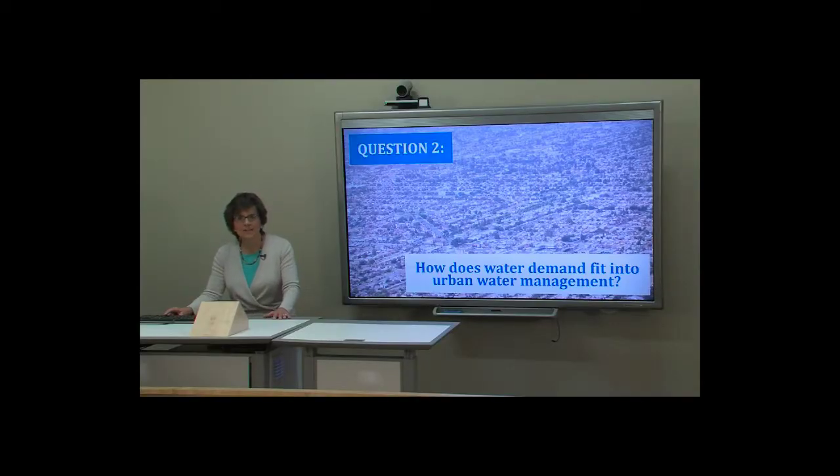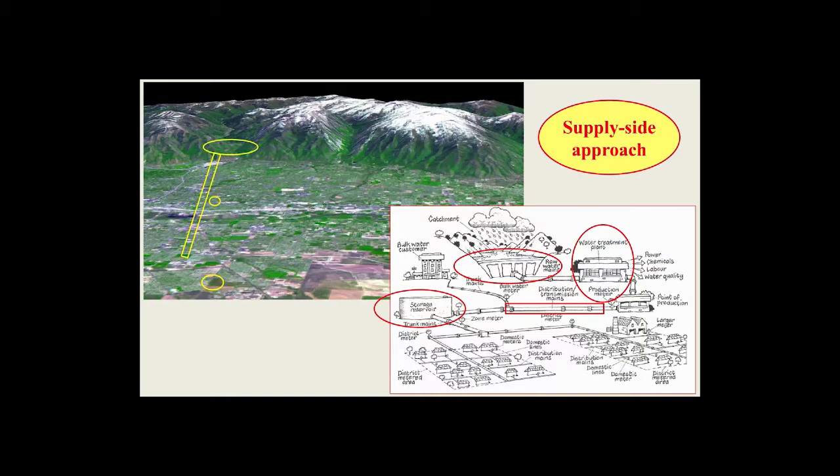So our second question, how does water demand fit into urban water management? The traditional approach to managing water for urban areas was a supply-side approach. This focused on securing water from distant locations and bringing it to places where people chose to live. This involved constructing engineered infrastructure, dams, pipelines, and treatment plants to move water from rural locations oftentimes to urban areas.